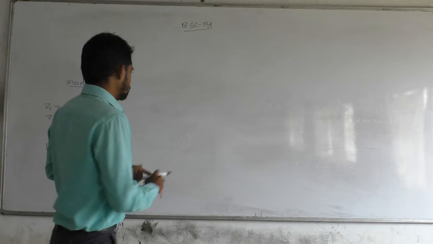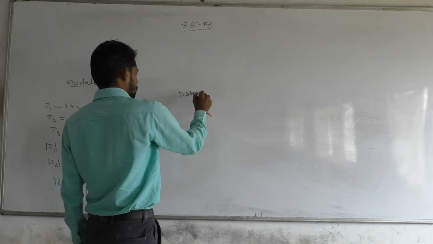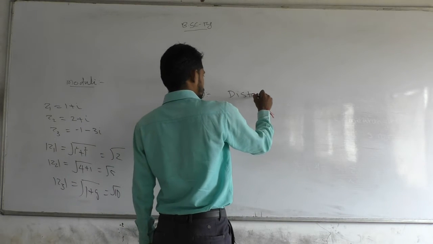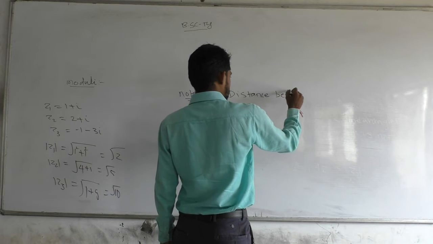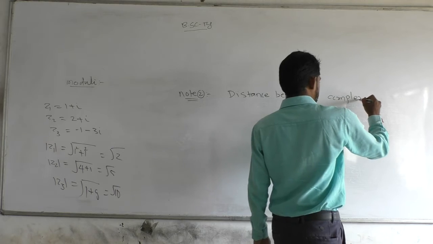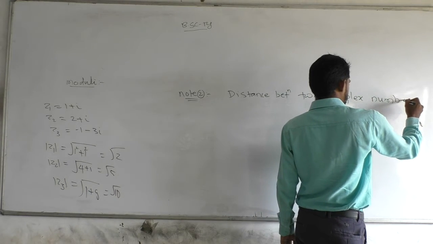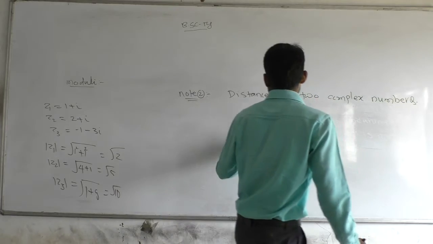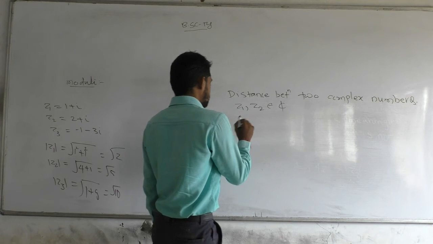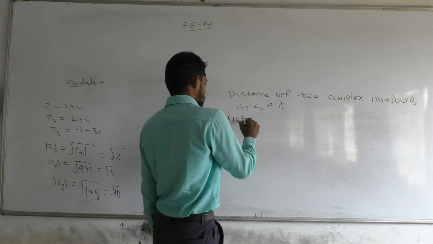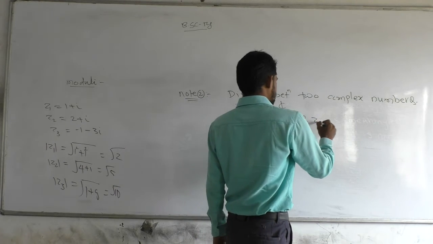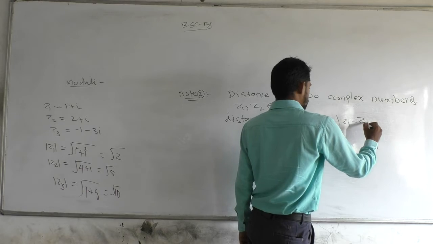Now note, distance between two complex numbers. If Z1 and Z2 are the given complex numbers belonging to C, then the distance between Z1 and Z2 is nothing but mod of Z1 minus Z2.